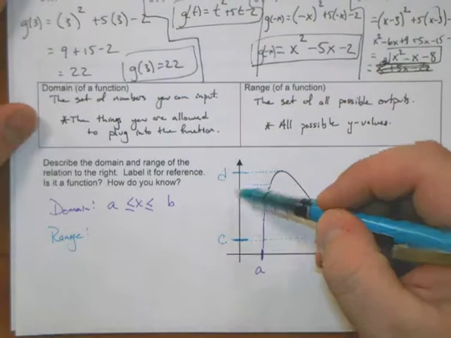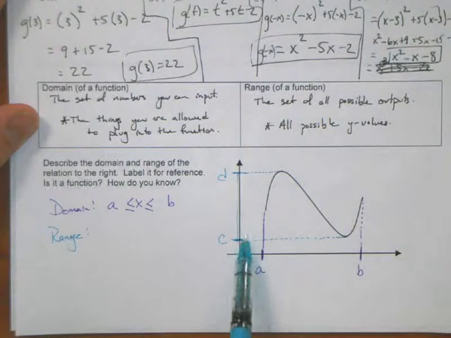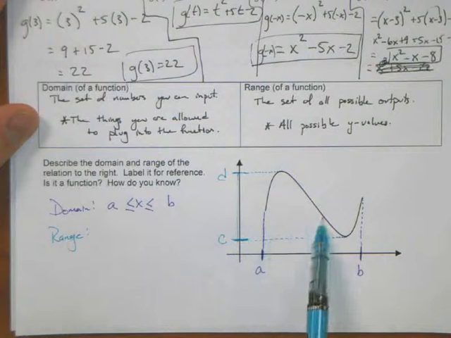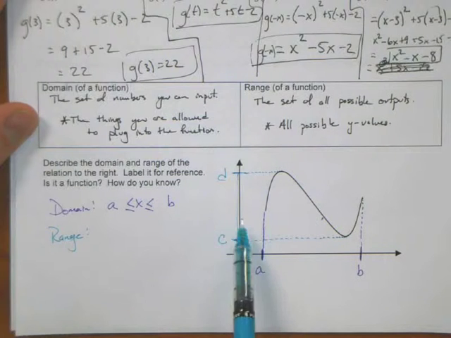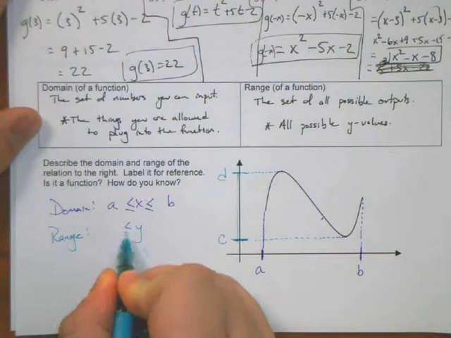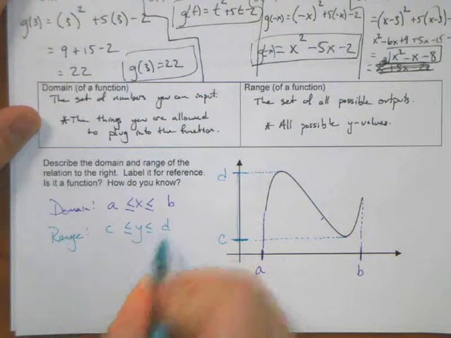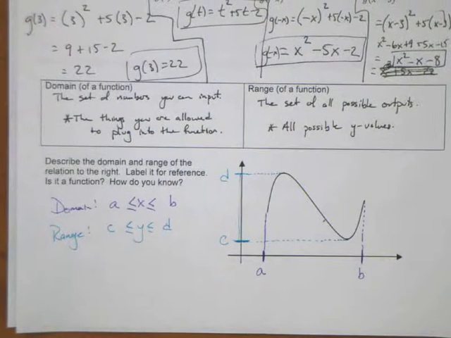So the range of this function is any of the y's that are between C and D, because somewhere along here you can slide over and hit the graph. So one of those y's is a part of this. So our range is y is stuck somewhere between C and D in this case.